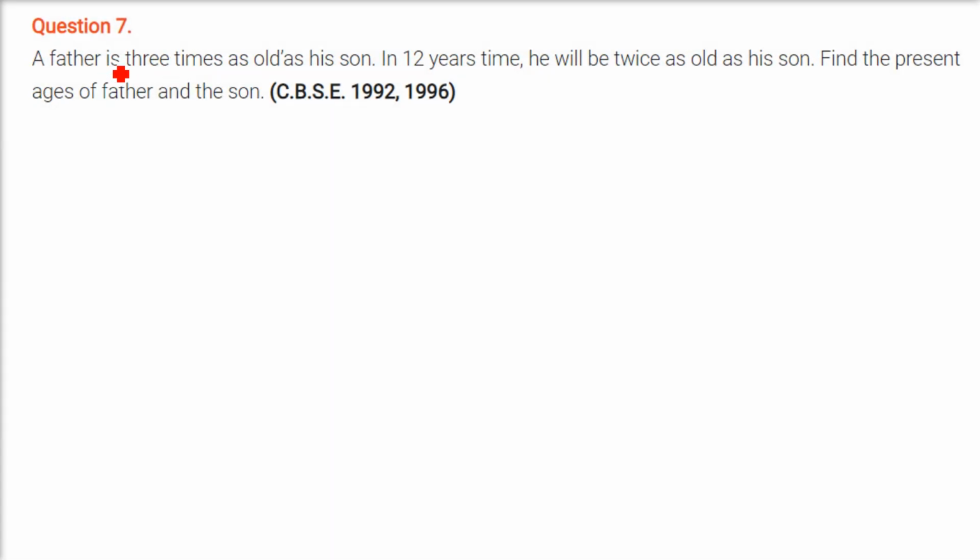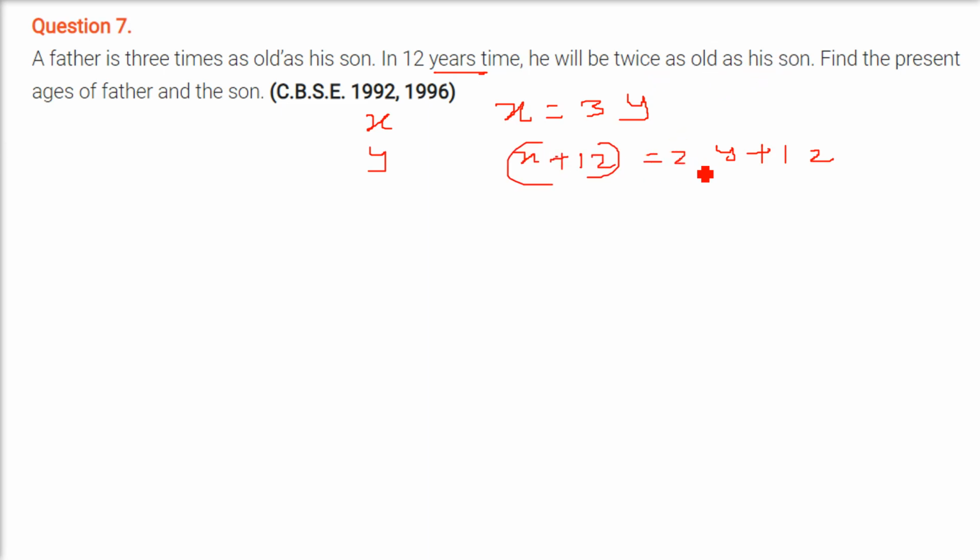A father is 3 times as old as his son. So if father's present age is x, son's present age is y. So it is given that the father's age is 3 times the age of son. In 12 years' time, we have to add 12 to father's age and 12 to son's age. In 12 years' time, he will be twice as old as his son. So we will just say that his age will be twice as old as his son. This is first equation. This is second equation.